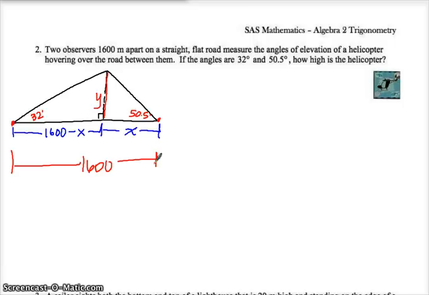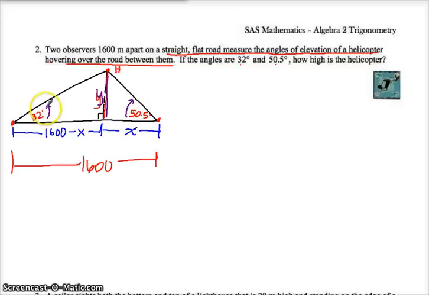So 2 observers 1,600 meters apart on a straight, flat road measure the angles of elevation of a helicopter hovering over the road between them. So here's the helicopter up here between them. If the angles of elevation are 32 degrees and 50.5 degrees, how high is the helicopter? So I'm trying to find y right here. And I have this angle of elevation was 32 degrees, and this angle of elevation is 50.5 degrees.